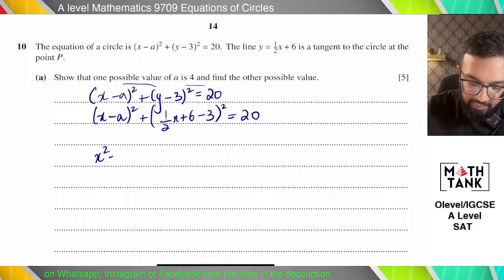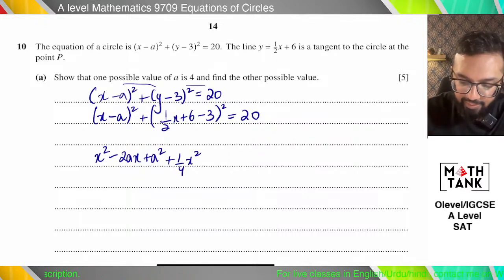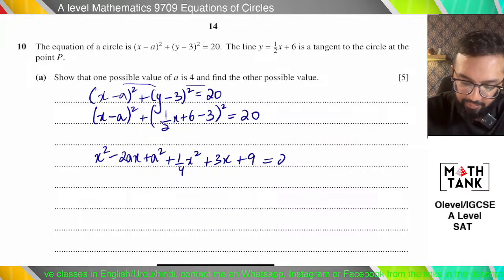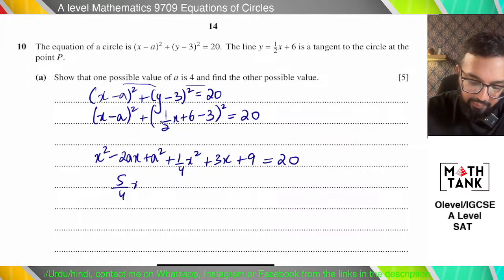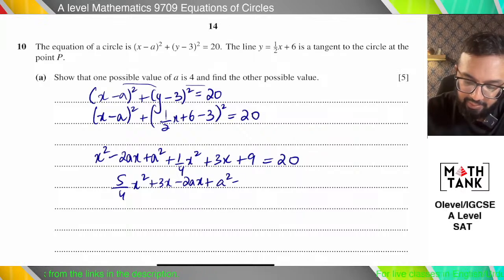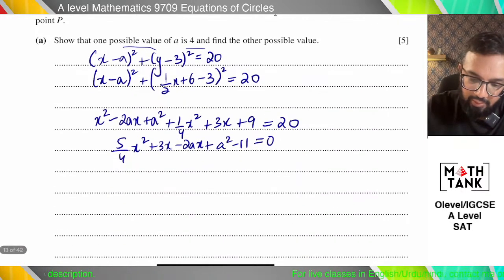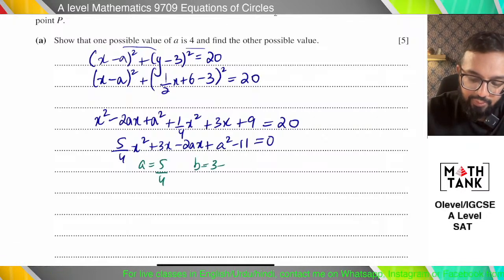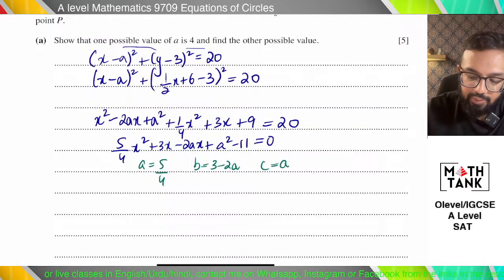So I get x squared minus 2ax plus a squared plus 1 over 4 x squared. That's a total of 3, so 2 times the product will give me 3x plus 9 equals 20. That's 5 over 4 x squared plus 3x minus 2ax plus a squared minus 11. So pulling out a, b, c from here, a is 5 over 4, b is 3 minus 2a, c is a squared minus 11.